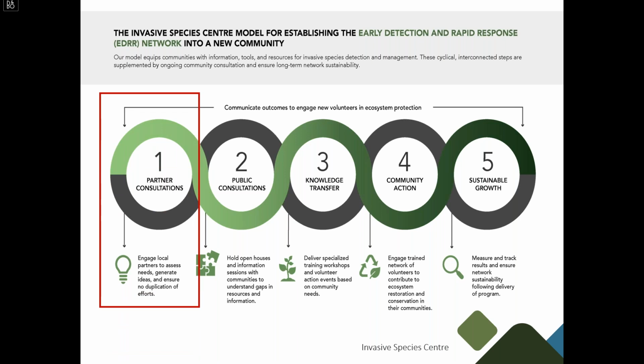We're currently in phase 1 of our expansion into Eastern Ontario, where we engage partners to assess needs, generate ideas, and ensure that there's no duplication of efforts. The goal here is to create a self-sustaining network of volunteers. That's organizations, community members, industry. As I mentioned, we work with everyone. They carry on and engage in invasive species detection, monitoring, and response, so that it can thrive even after the EDRR program has completed in that area. And we use this model as a way to do that.